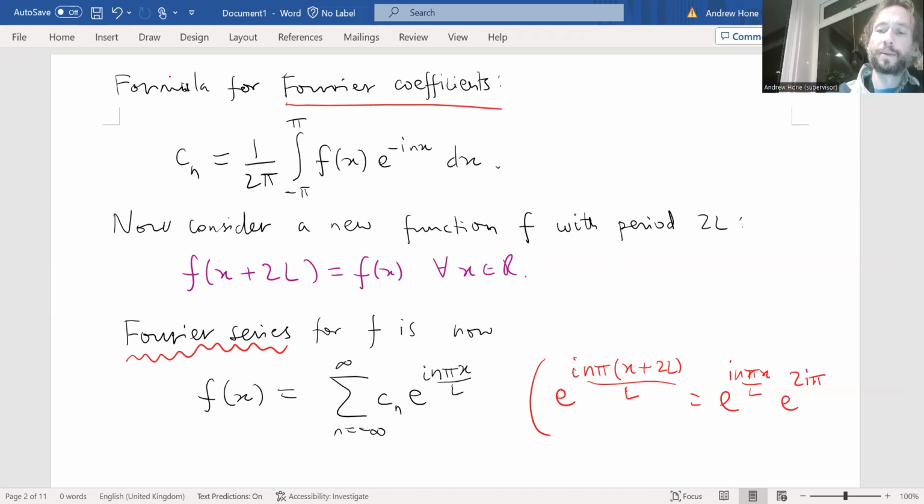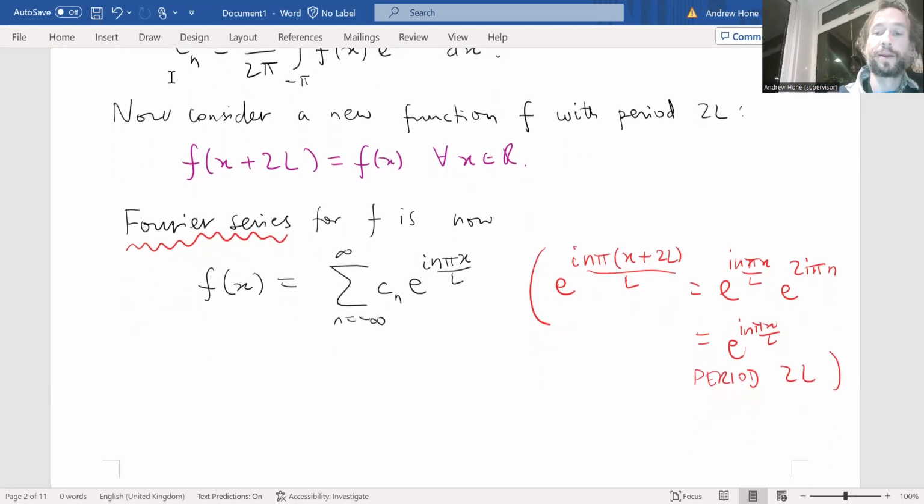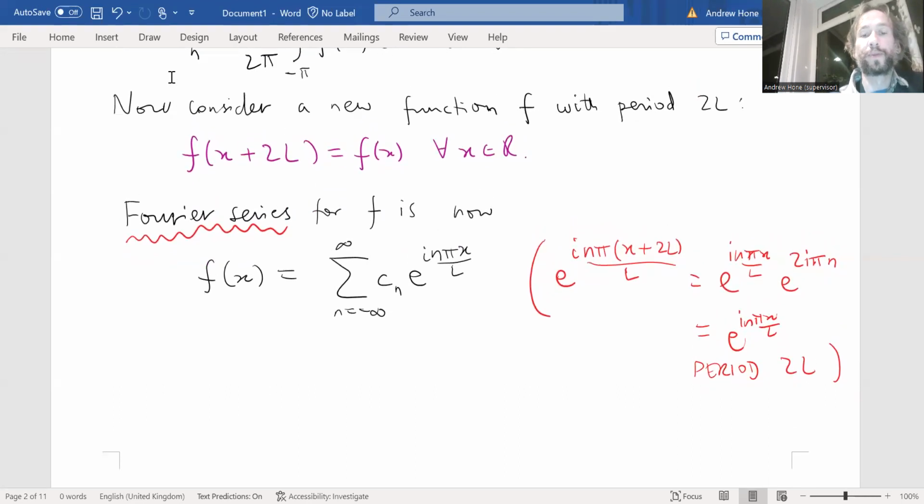pi times n, but e to the 2 pi i is equal to 1. So e to the 2 pi i times an integer n is just equal to 1. So this is equal to e to the i n pi x over L, right? So that's period 2L. All right, so that's going to be my new Fourier series for this function with period 2L.